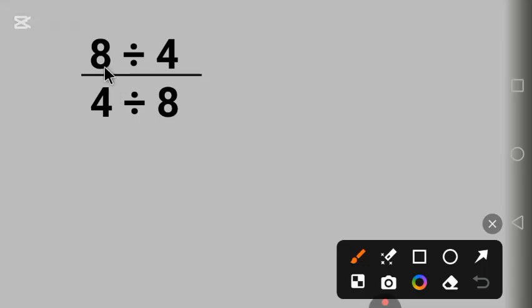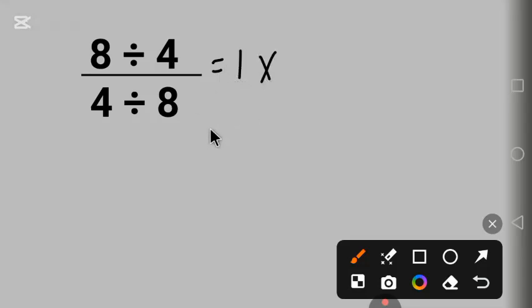The common mistake people make here is that they divide 8 by 8 to get 1, 4 divided by 4 to get 1, and at the end of the day their answer is 1. This answer is not correct.